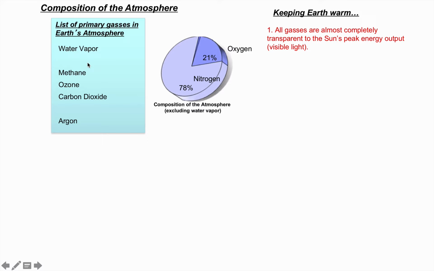Now, what is the sun's peak energy? Well, it's a 6,000 degrees Celsius ball of fire. That's its temperature on the surface. It's much, much, much hotter in the interior. But on the surface, it's around 6,000 degrees Celsius. And an object that's that hot emits visible light. So that's why we can see our sun. Our eyes are designed to see visible light. Well, as that energy from the sun hits our atmosphere, none of the gases get in the way of it. Therefore, all of that energy makes it down to the surface.